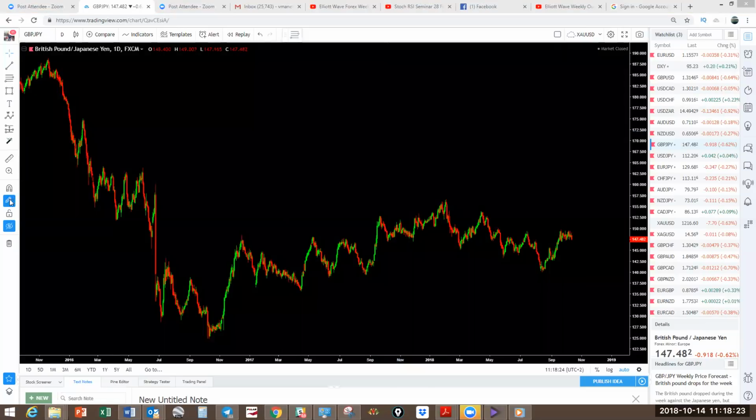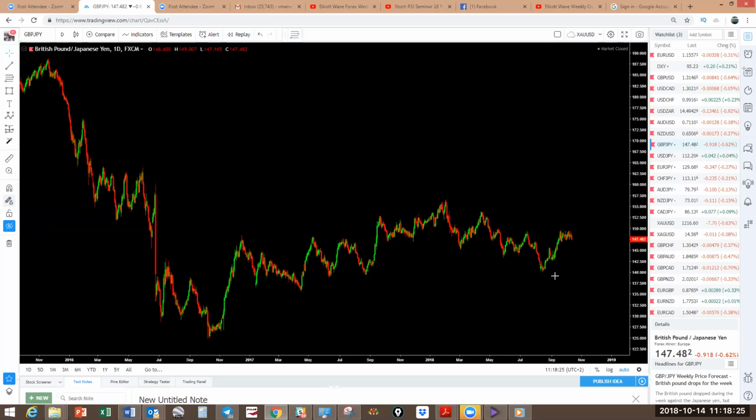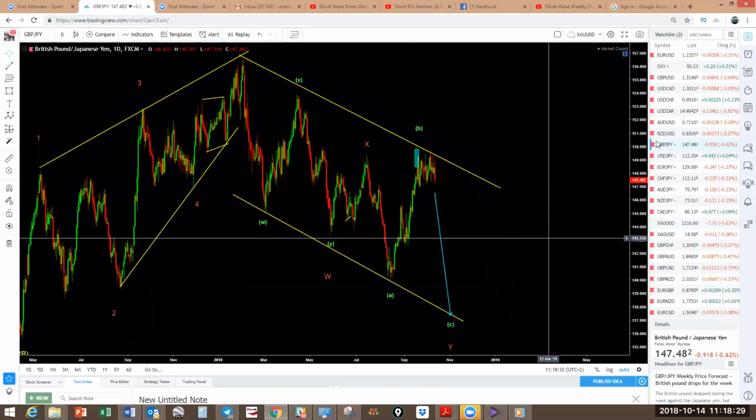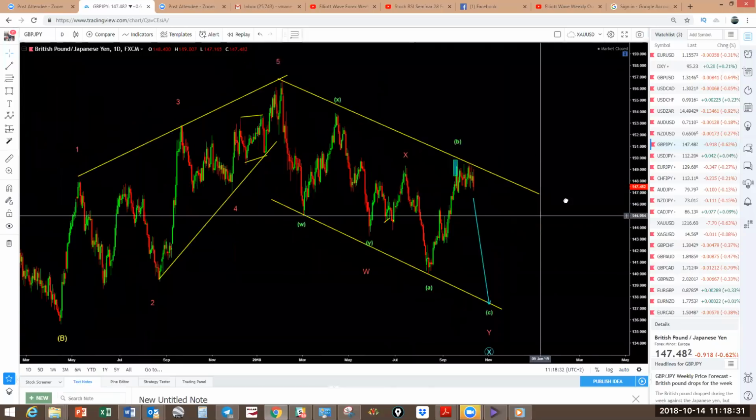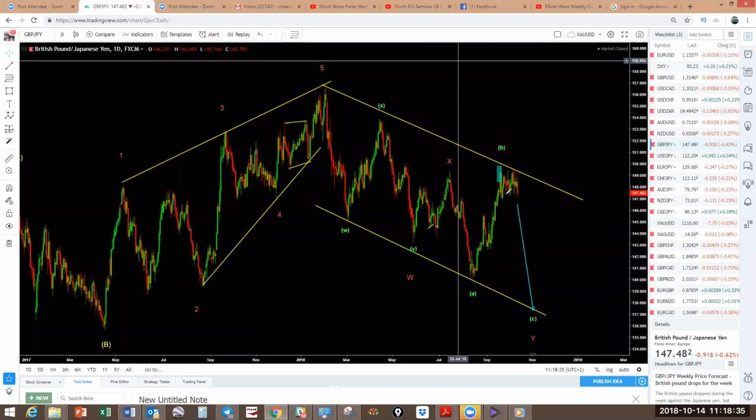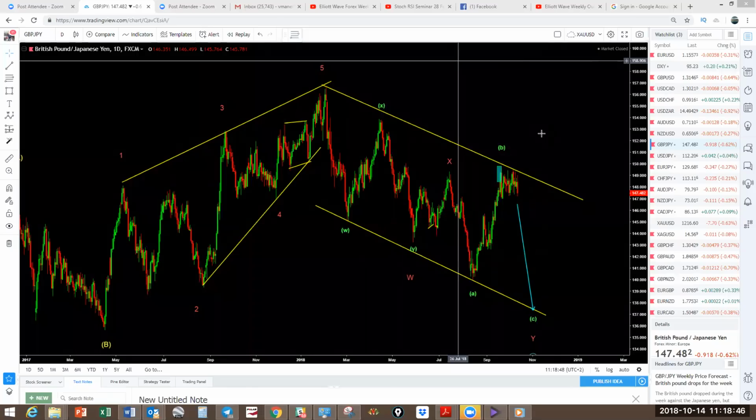Okay, so let's look at pound yen. Pound yen is a little bit tricky at this stage. It is making what looks like a corrective structure, but this corrective structure is none of the ones that we have learned in the wave theory. So there's a possibility that this is actually making a pulsing move to the downside. Now let's look at that pulsing move to the downside and see how that can come about.